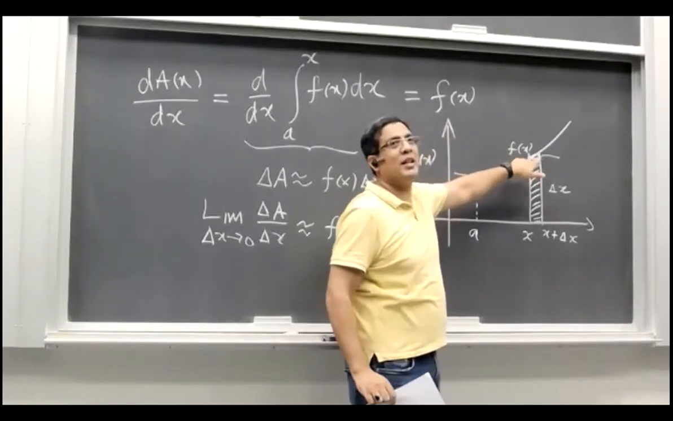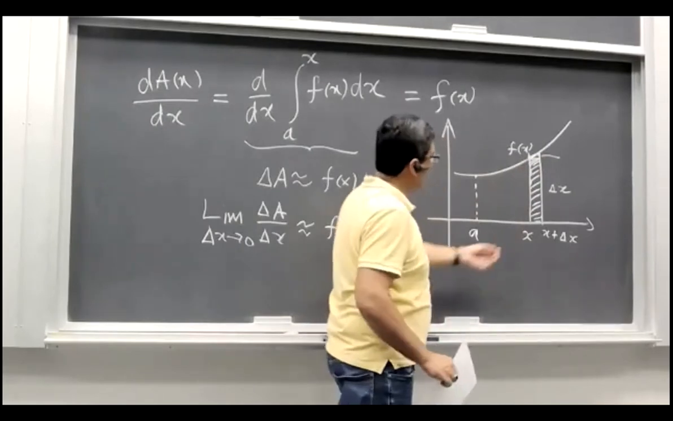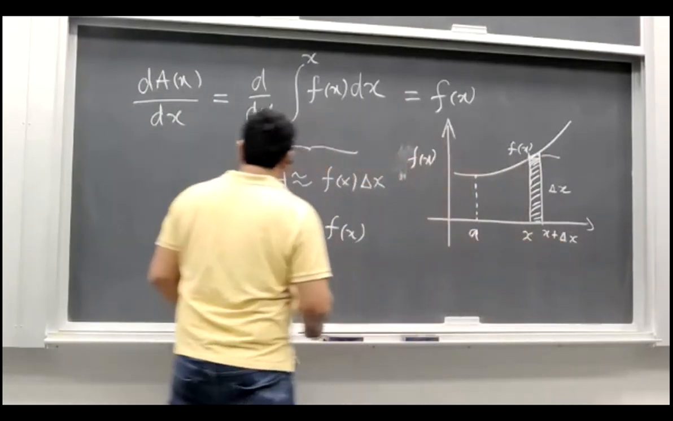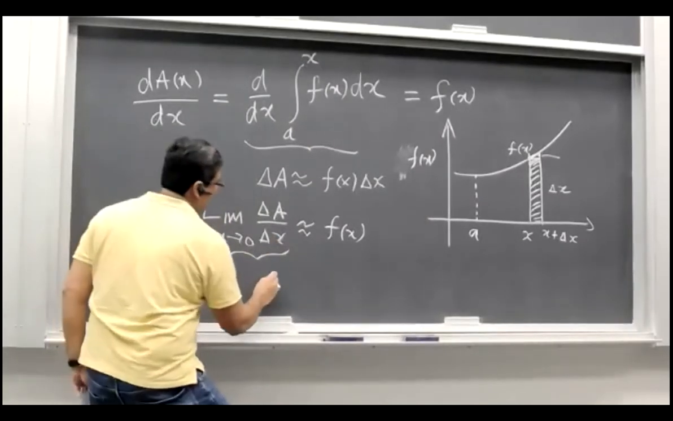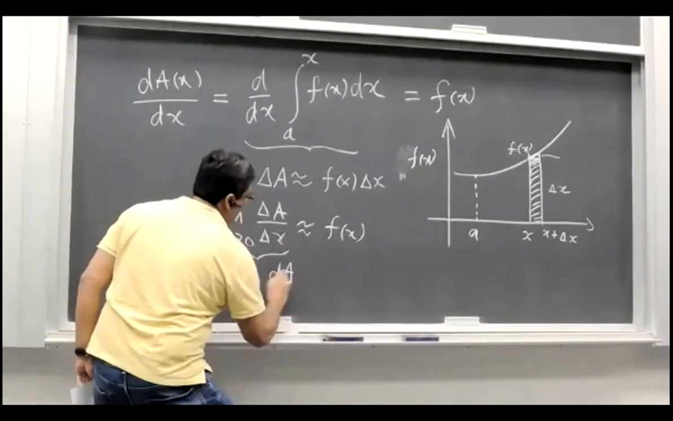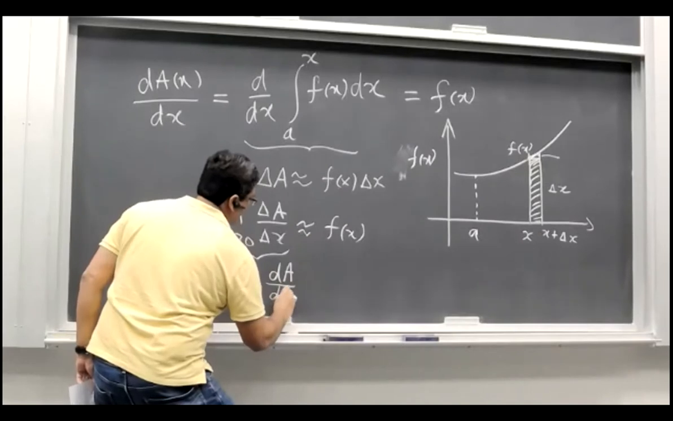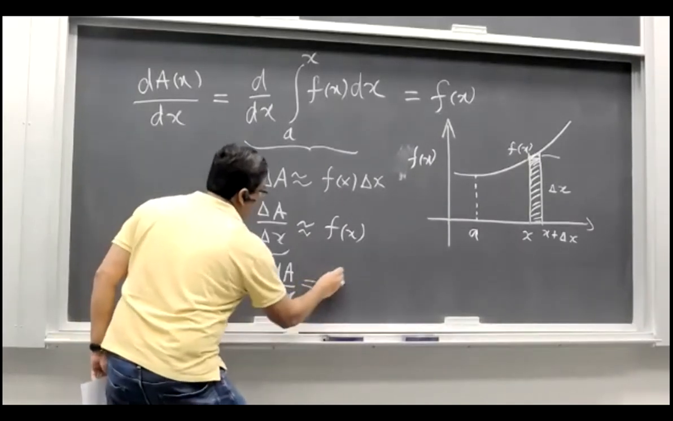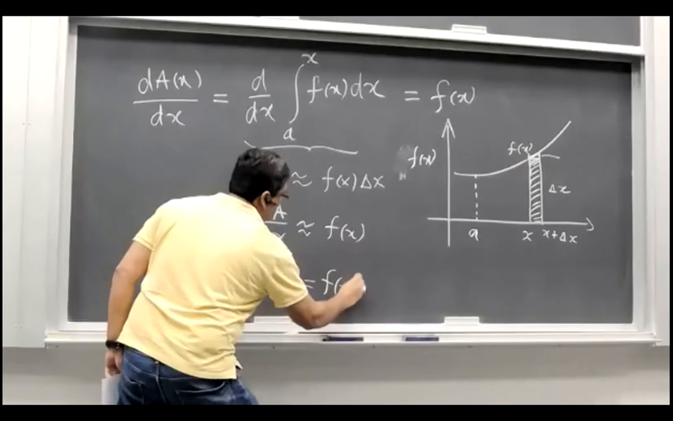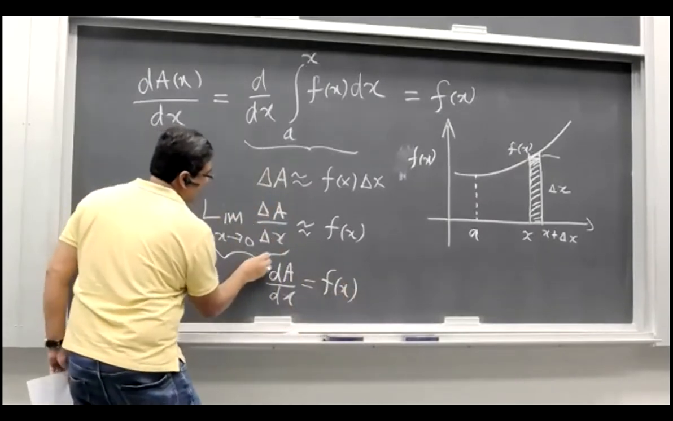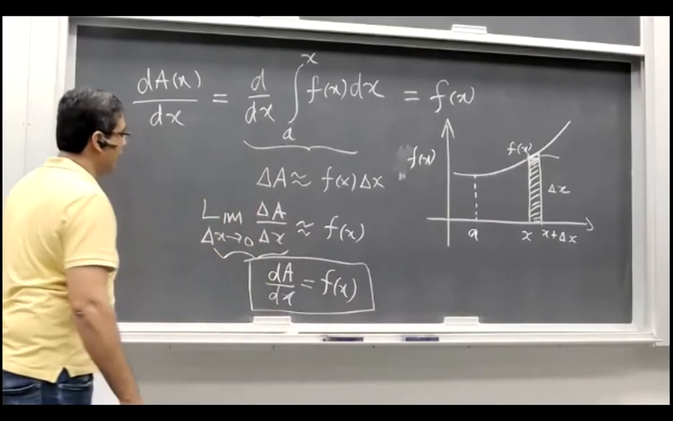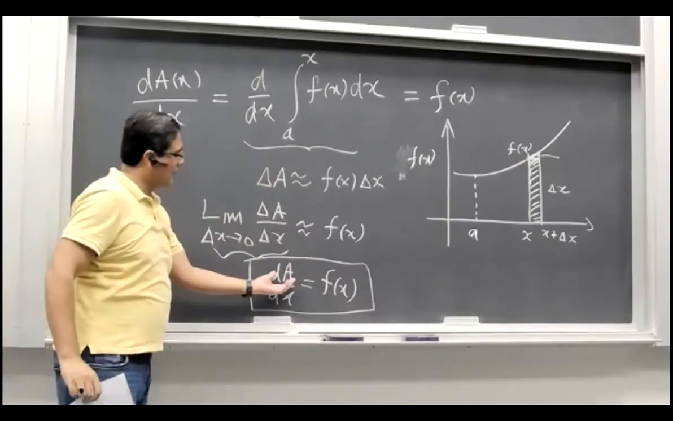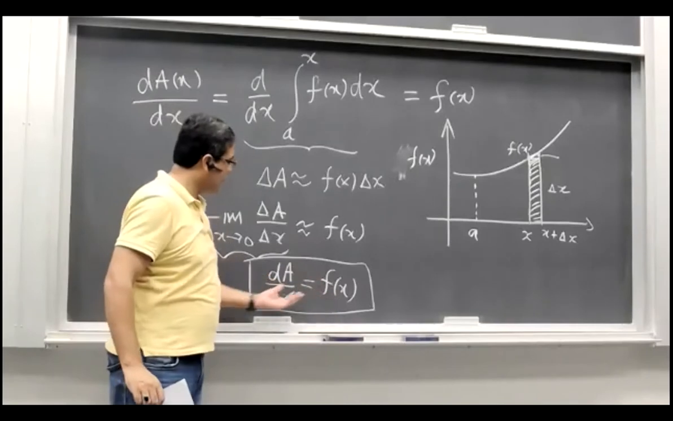That means the error in my estimation is smaller and smaller. And if I take delta x to 0, then I have the exact relationship. On this side I have the definition of the derivative dA over dx, and on this side I would have found the function. So this is another, more formal way of saying that the area under the curve is related to the function through the derivative.